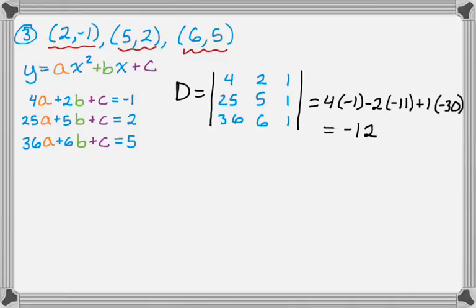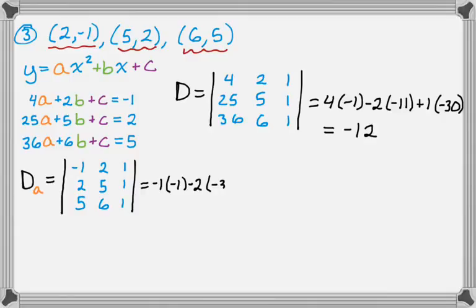Okay, so I get d is negative 12, and then if you remember Cramer's rule, I have to calculate d sub a, d sub b, and d sub c, so let's do that. So d sub a, you can see I replaced the first column, 4, 25, 36 of d, with the constants, the things that each equation was equal to, so negative 1, 2, and 5. And then I'm going to calculate this across the first row. I always go across the first row. You can actually go across any row or column, but then you have to remember more things. So I just find it convenient to always go across the first row.